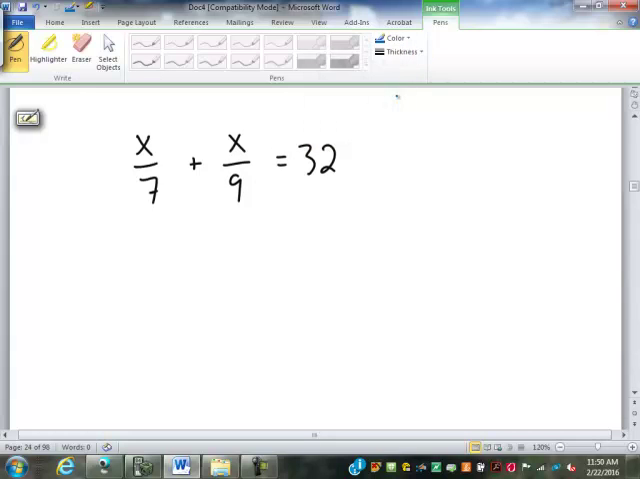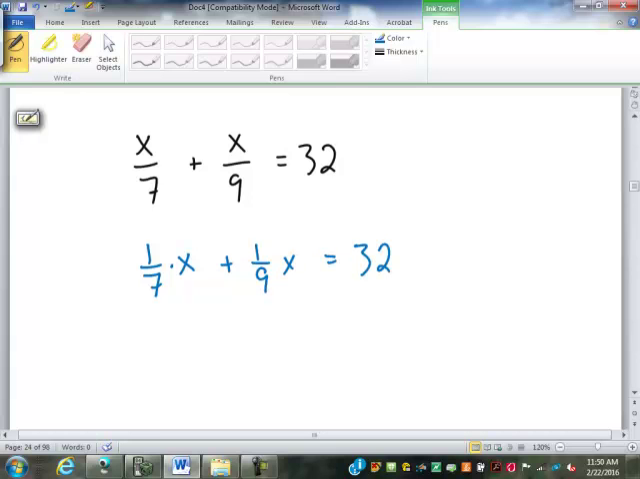So in something like this, x over 7 plus x over 9 equals 32. Now the traditional way of looking at this, we say, well, x is divided by 7 and then x is divided by 9 again. But we've seen that division can be treated as multiplication by reciprocal. So we can treat the x over 7 as 1/7 times x, or x times 1/7, either way. And the x over 9 is 1/9 x equals 32.